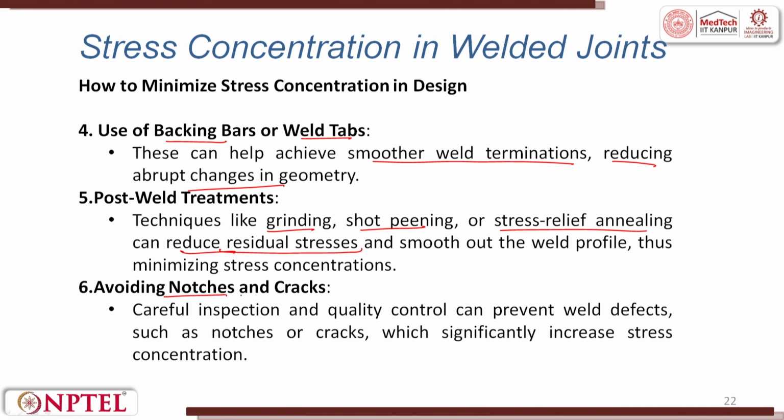We can also avoid notches and cracks in the design itself, while careful inspection and quality control can prevent weld defects, such as notches or cracks. These significantly increase the stress concentration. Use of backing bar, when I say, for example, these two metals are to be joined, and here weld melt I would put is here. So, a backing plate could be put here down, so that the molten weld metal is supported and complete joint penetration is there. So, this is a backing plate.